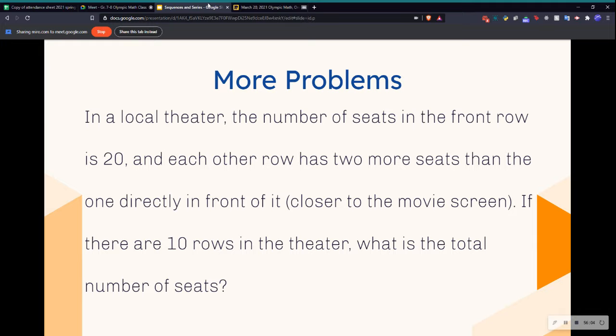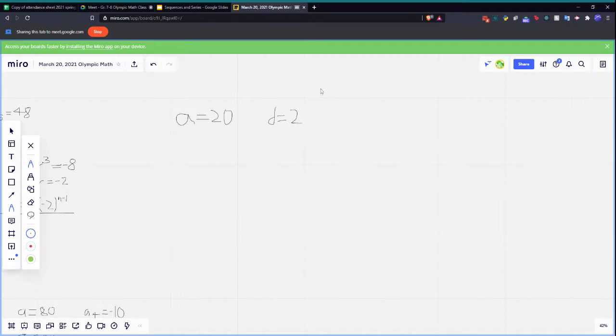All right, and then we are also given the number of rows. So let's pretend that's n. n would be equal to 10. All right, so now we have this information. We want to find the total number of seats, and that's basically an arithmetic series, so the sum of all the terms in the sequence of rows. So this should just be S10.